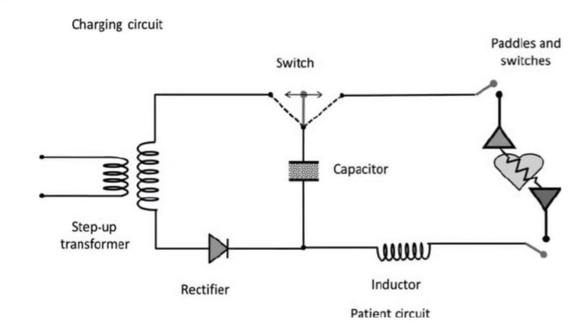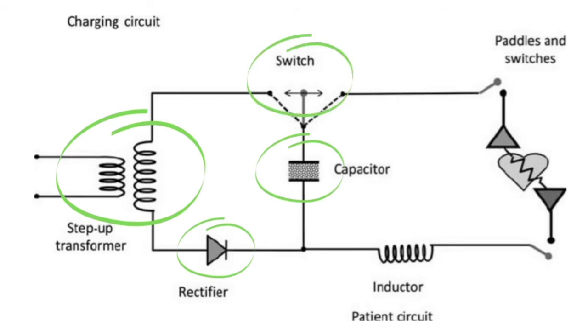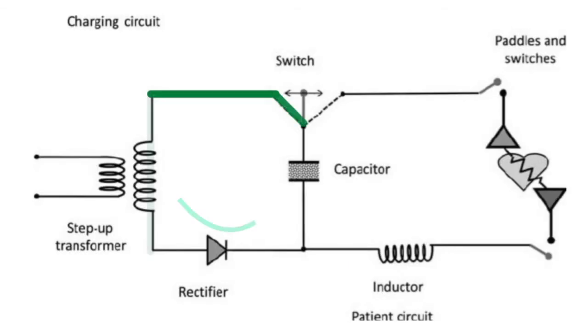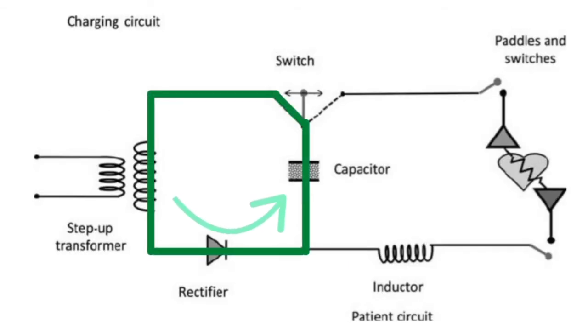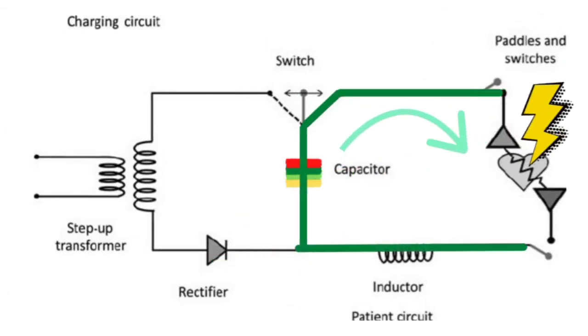The elements of a defibrillator are a transformer, a diode to rectify the output of the transformer, a capacitor to store charge, a switch, and a current limiting inductor to protect the patient and the patient's heart. First, the transformer will charge the capacitor until the capacitor is fully charged. After the doctor presses the button, the switch will change, and the capacitor will lead the charge to the patient.